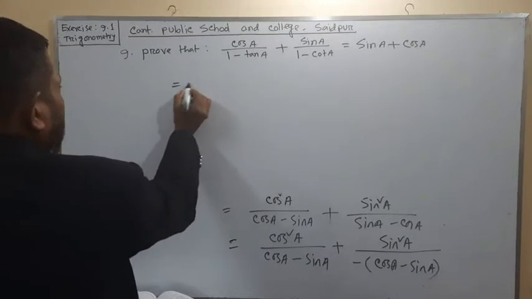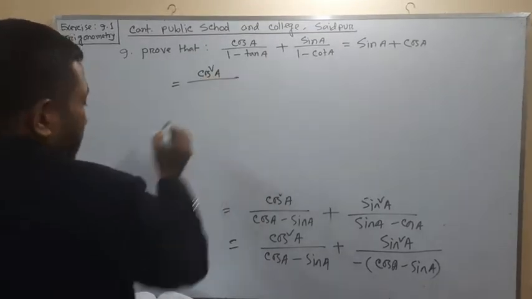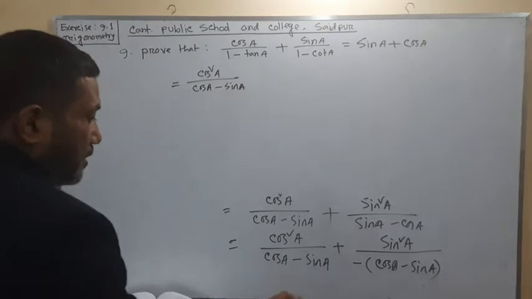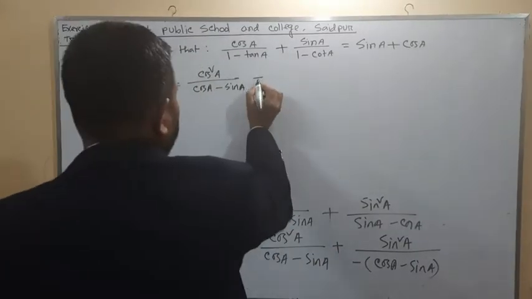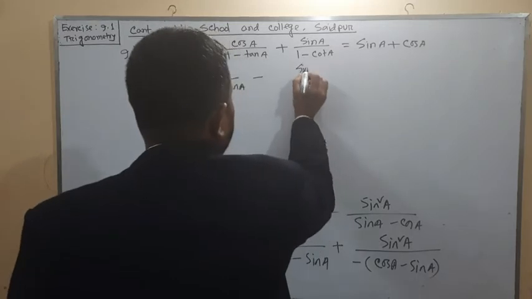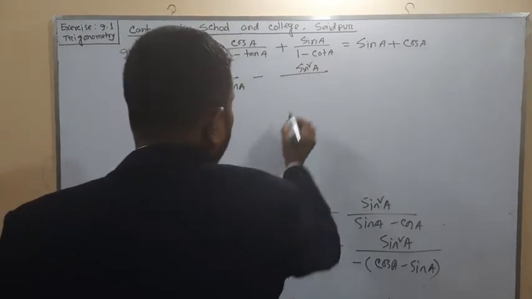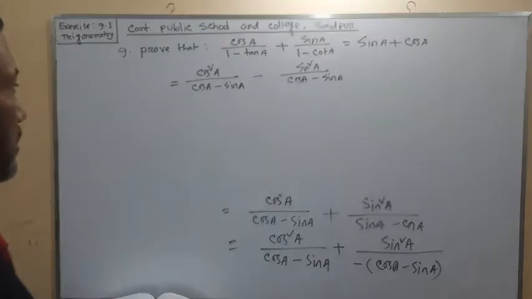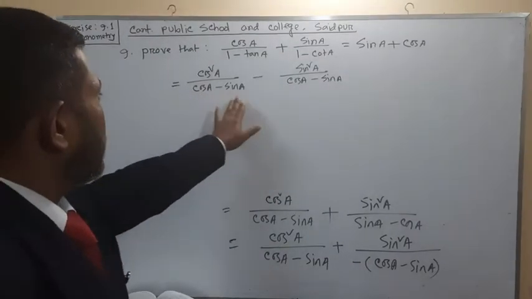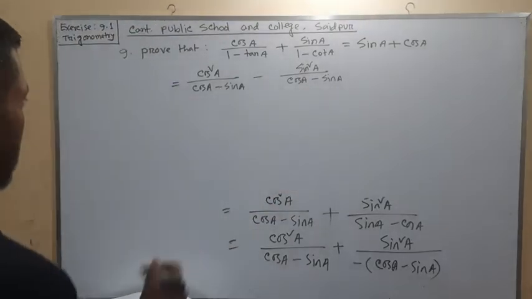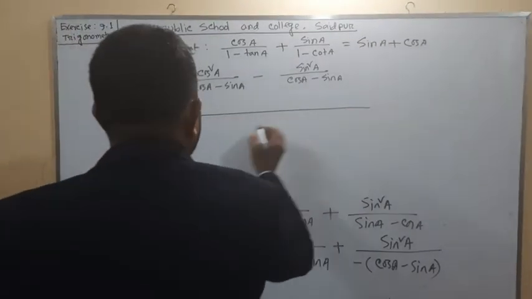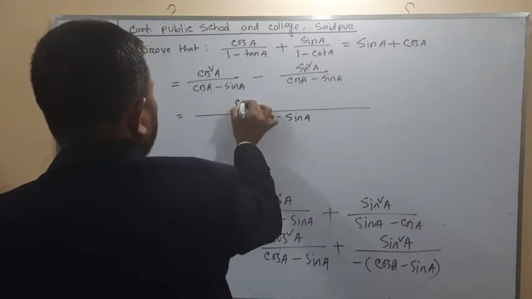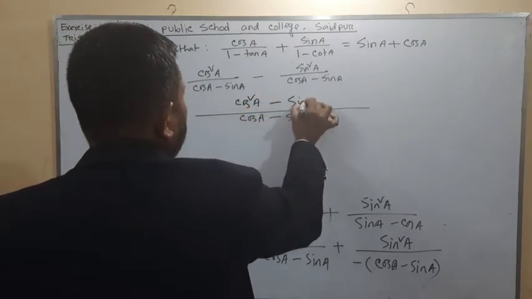Cos square A divided by cos A minus sin A, plus minus, so minus sin square A over cos A minus sin A. Here the denominators are cos A minus sin A, this is also cos A minus sin A. If we do the LCM of this, cos A minus sin A, we can write here cos square A minus sin square A.